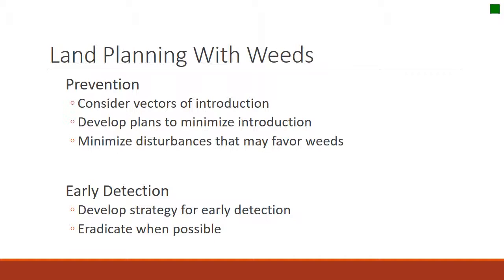Land planting with weeds should involve proper prevention and early detection. In order to prevent the weeds from coming in the first place, you need to consider the vectors of introduction. You need to develop plans to minimize introduction, and you need to minimize disturbances that may favor weeds. But you also need to have a plan for early detection in place and develop a strategy for how you're going to do that. And you also have to have a strategy for eradicating them whenever possible.